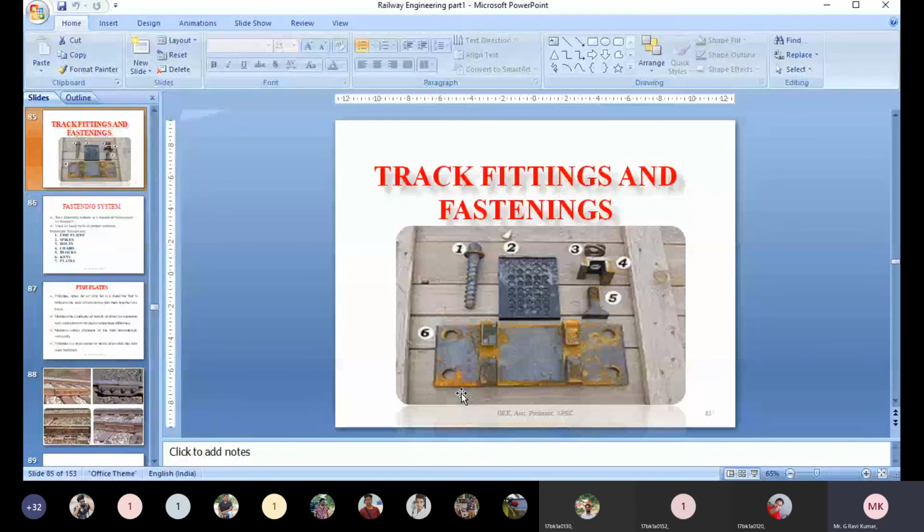It means the railway track contains especially these three components. First one is the rails, next one is the sleepers, and next one is the ballast. Along with this, it also has a system called the fitting system or fastening system. Understand or no? So the complete study of all these things is known as railway track. Okay? And this is the introduction, the various components of railway track.